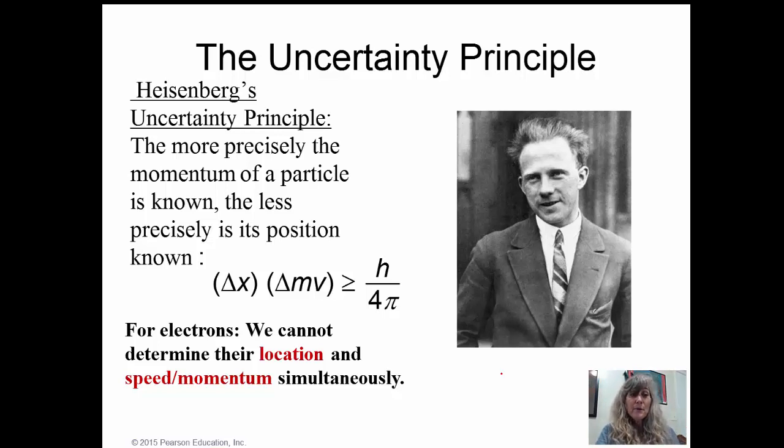But Heisenberg's uncertainty principle said the more precisely the momentum of the particle is known, the less precisely its position is known. Here's his equation. Again, what does that mean? You can't know one without the other. For electrons, we can't determine the location and the speed, because the harder we look at it, the more it moves. We'll never know. Very uncertain.